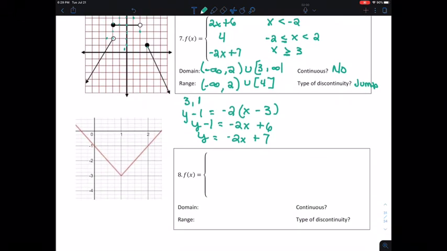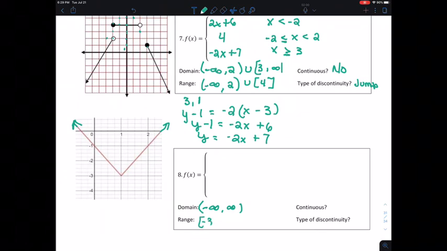Alrighty, and finally, we have an absolute value function, which we're going to talk about in Unit 2, but my domain, I'm assuming, and if you didn't make that assumption, this is okay, that those are arrows. So we go from negative infinity to infinity, and our range then would go from negative 3 included to infinity. Is it continuous? Yes. And there's no type of discontinuity.